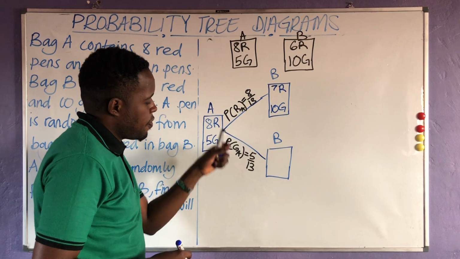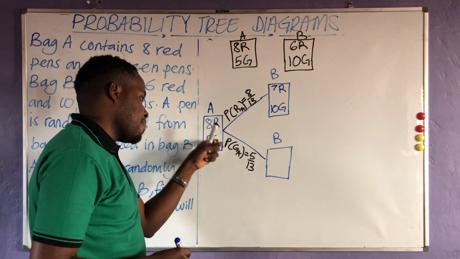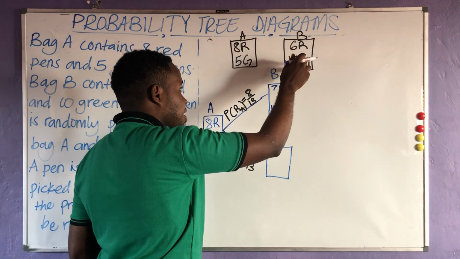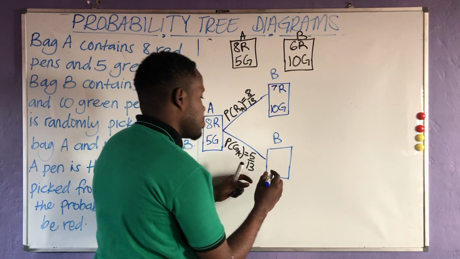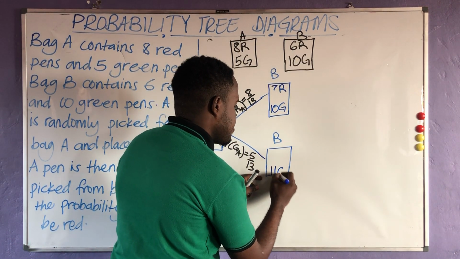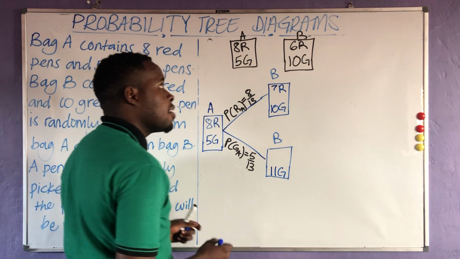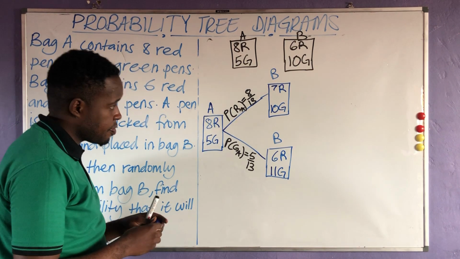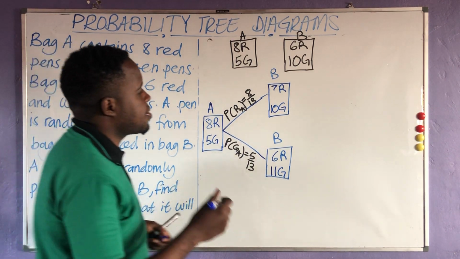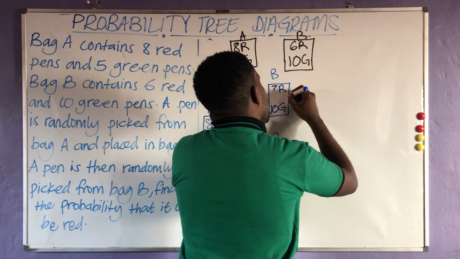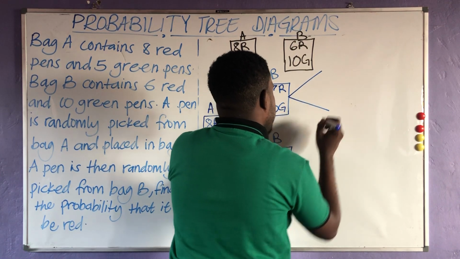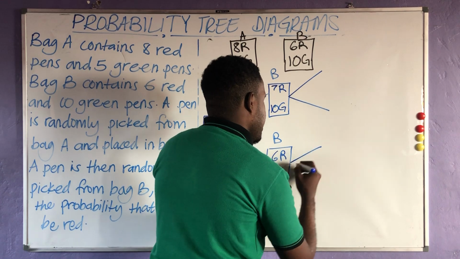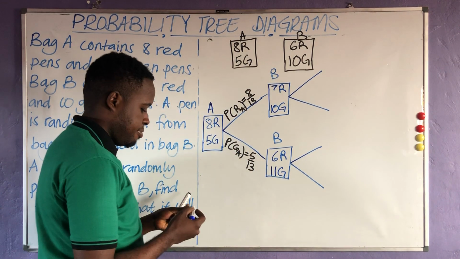Now, if we picked a green pen from bag A and we placed it in bag B, the number of green pens in bag B would increase. There would now be 11. And the red pens will still be 6. Now friends, in bag B we can also pick a red or a green. Even here, if we placed in a green, we can also either pick a red or a green.